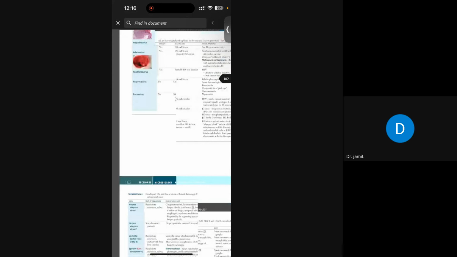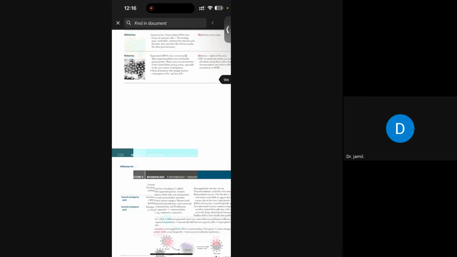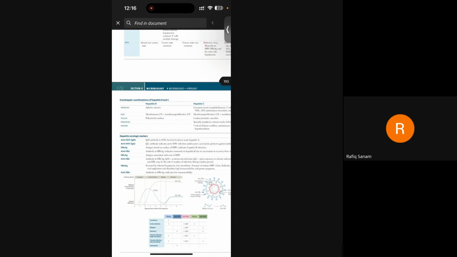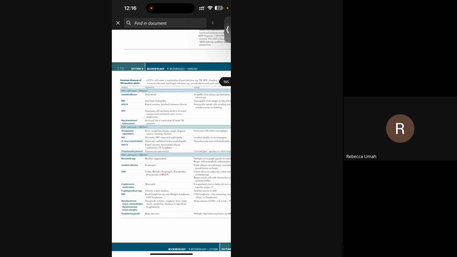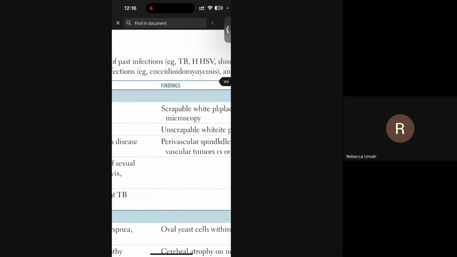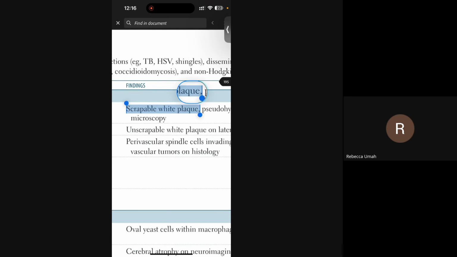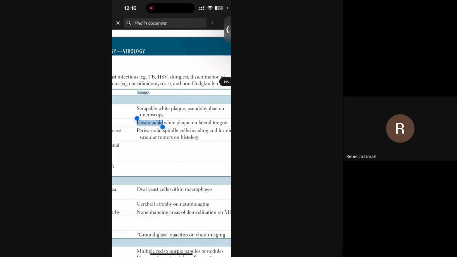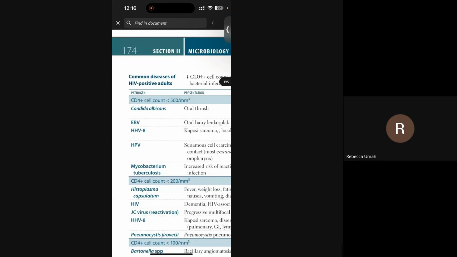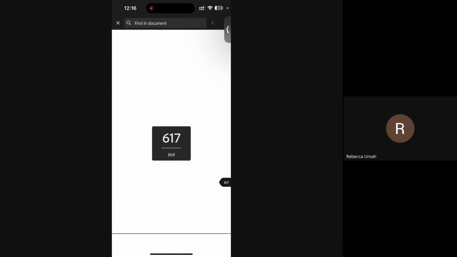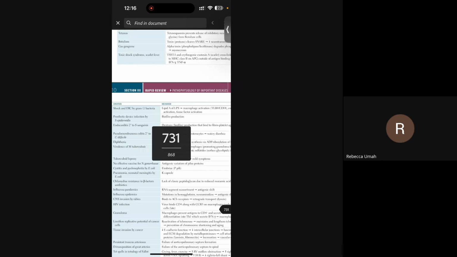If they are not scraped off, then it's oral leukoplakia. Candida albicans, oral thrush, is a scrapable white plaque. An unscrapable white plaque on the lateral tongue is oral hairy leukoplakia. So now we are sure it is oral thrush. Now we have to see whether oral thrush is a side effect of steroids or not.